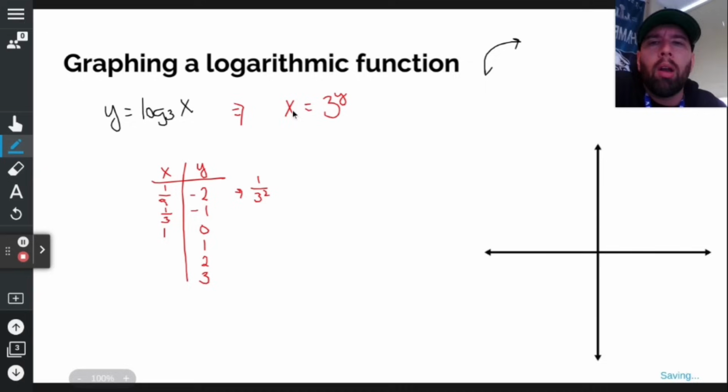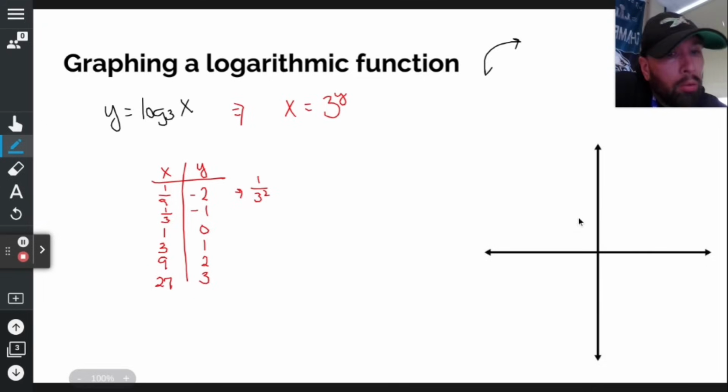If I plug in 1, I get x equals 3 to the first, which is just 3. If I plug in 2, I get x equals 3 squared, which is 9. And if I plug in 3, I get x equals 3 cubed, which is 27. Kind of a big number, so not going to really deal with that.